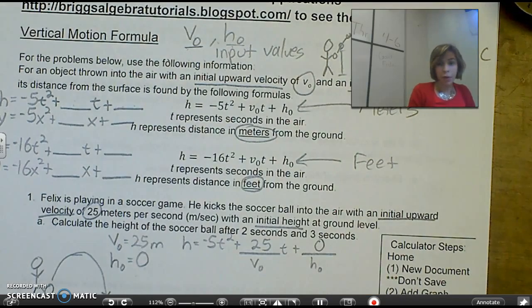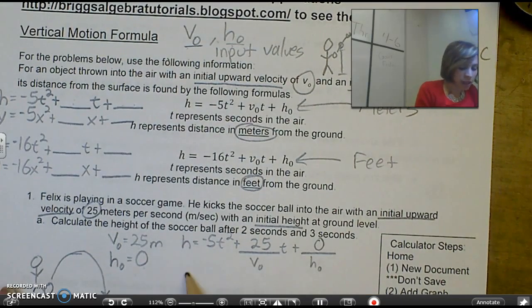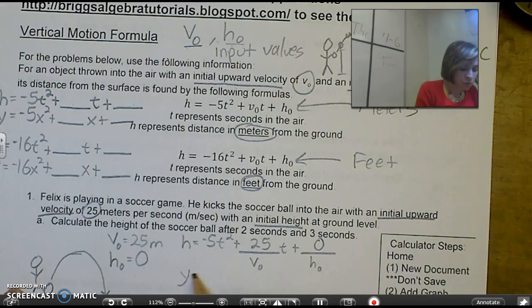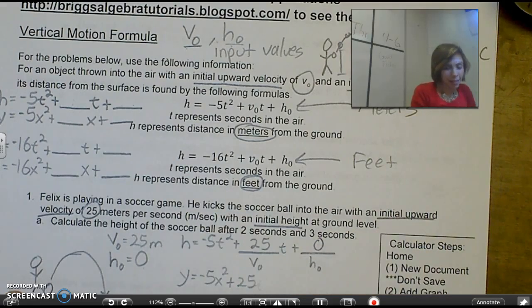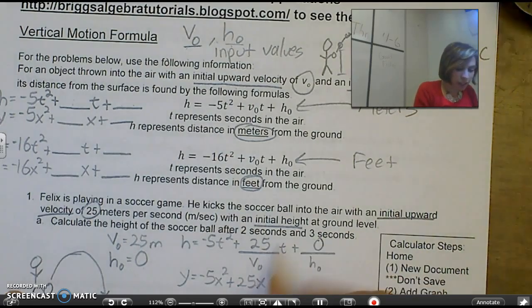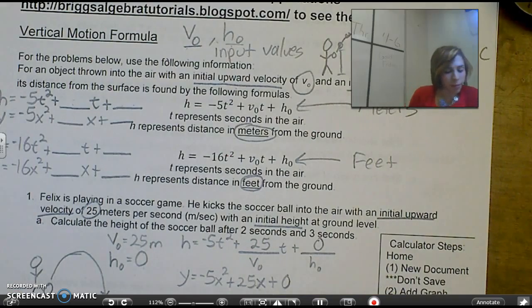All right, great. I have my equation. Let me translate that into y and x. So this will be y equals negative 5x squared plus 25t. Don't forget that, oh sorry, not t. x. So we're going to put x. Plus 0. Okay, so we got our equation.